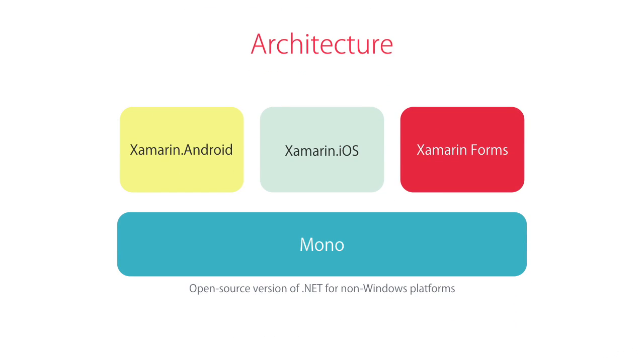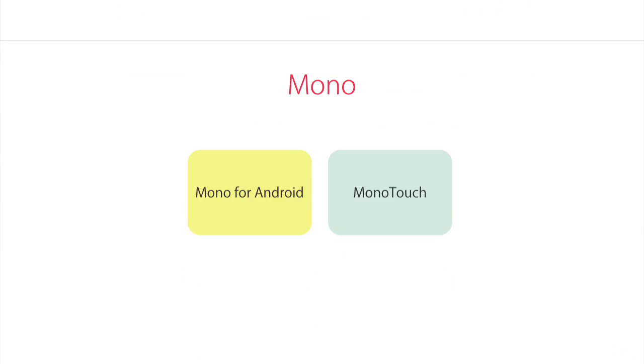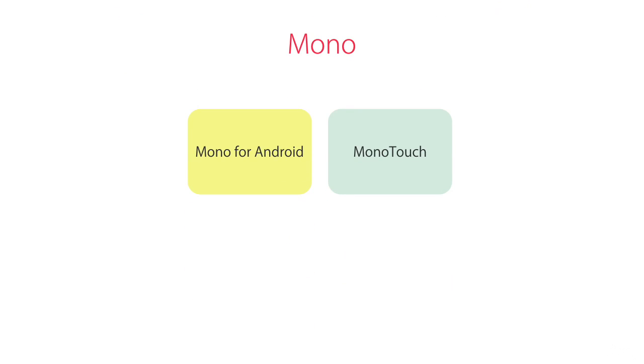All Xamarin products, like Xamarin.Android, Xamarin.iOS, and Xamarin Forms, are built on top of Mono, which is an open source version of .NET that runs on various non-Windows platforms, like Linux, Unix, and OS X. Mono is a project that has been around since pretty much as long as .NET itself, but it wasn't very popular until recent years. In the Mono world, we had two releases. One was called Mono for Android, which was later renamed to Xamarin.Android, and the other release was Mono Touch, which is now what we call Xamarin.iOS.